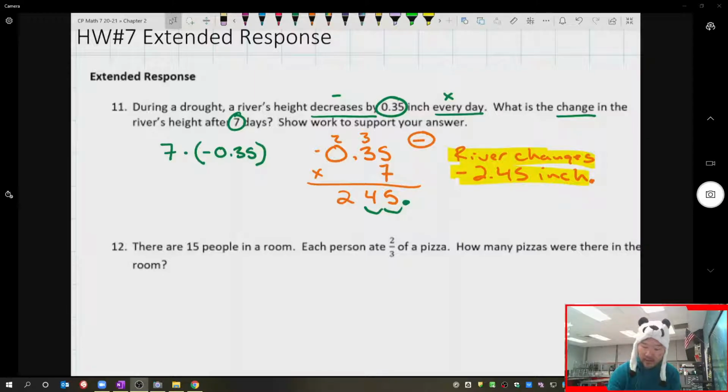And then, don't forget, we should always do an answer statement. And all an answer statement is answering the question it asks you. So it says, what is the change in the river's height after 7 days? Well, my answer is the river changes negative 2.45 inches.